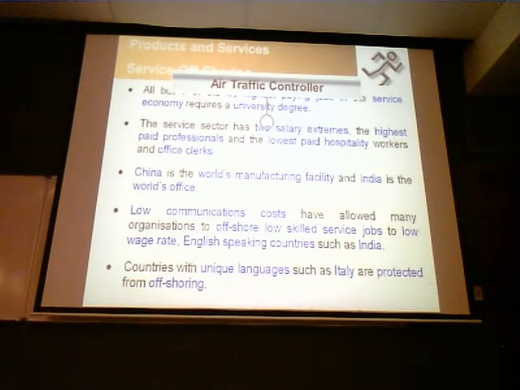I guess all of the low-paying jobs seem to have gone to China, which is the world's manufacturing facility, and India, which is the world's office now. Any country in the developed world that speaks English is in danger of being outsourced to India. If you're in Italy, you haven't got too many problems because India hasn't learned to speak Italian yet.